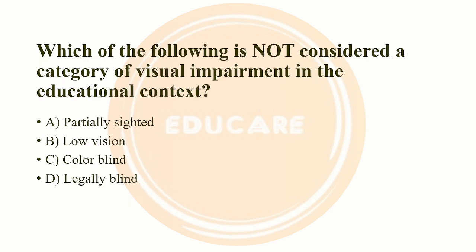Next, which of the following is not considered a category of visual impairment in the educational context? Option: partially sighted, low vision, colorblind, legally blind. The answer to this question is option C, that is colorblind.